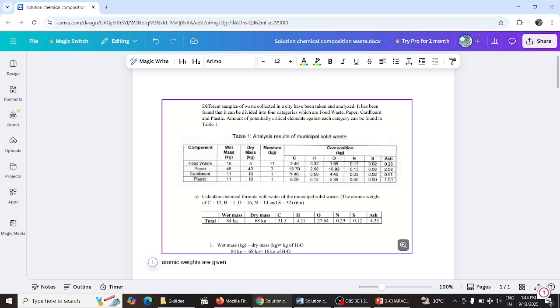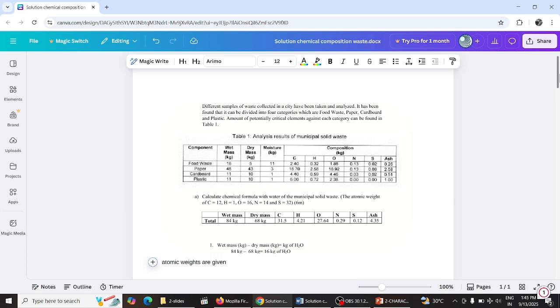And carbon, if we sum them up, this is equal to 31.5, and hydrogen is 4.21, oxygen is 27.64, nitrogen is 0.29, and sulfur, which is the least, is 0.12, ash 0.35. So ash has no role in terms of the chemical composition. So the wet mass minus dry mass is equal to the amount of water in the municipal solid waste, which is food waste, cardboard and plastics. So this is equal to 16 kg of H2O.